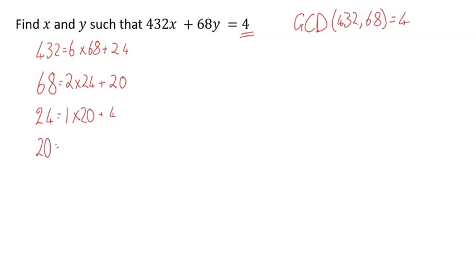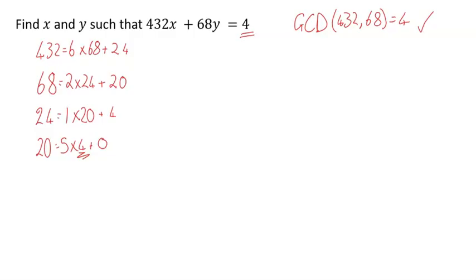So I want to write 20 equals something times 4 plus a remainder. Well, we know 20 is 5 4s, the remainder is 0. So we've just confirmed that the greatest common divisor of 432 and 68 is 4. Just as we expected from the original format.